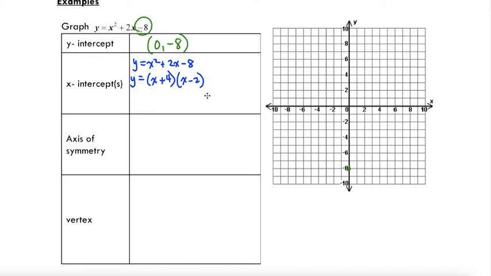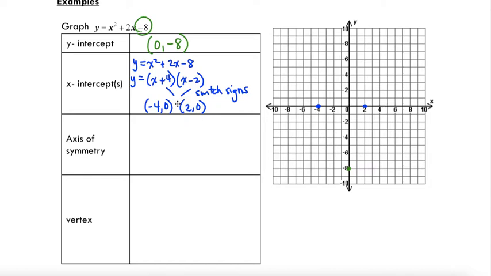So for my x-intercepts, a nice quick easy way is to switch the signs. So I have one x-intercept at -4, 0, and I have another one at +2, 0. Once you've found it in factored form, you switch the signs to get the coordinates of your x-intercepts. So I have one x-intercept at -4, 0, and one at +2, 0.